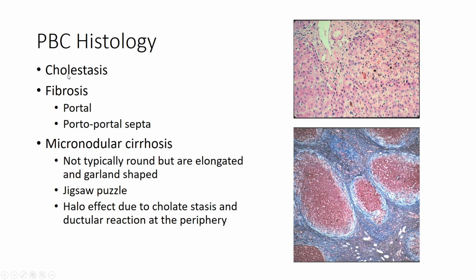So here we have cholestasis. This is now moving towards the end stage. You have an artery here, no accompanying bile duct. So if this occurs in greater than 50% of portal tracts, this is called ductopenia.